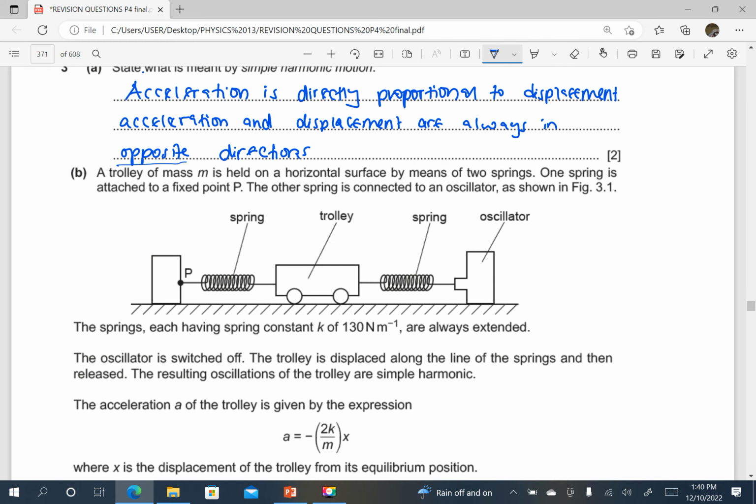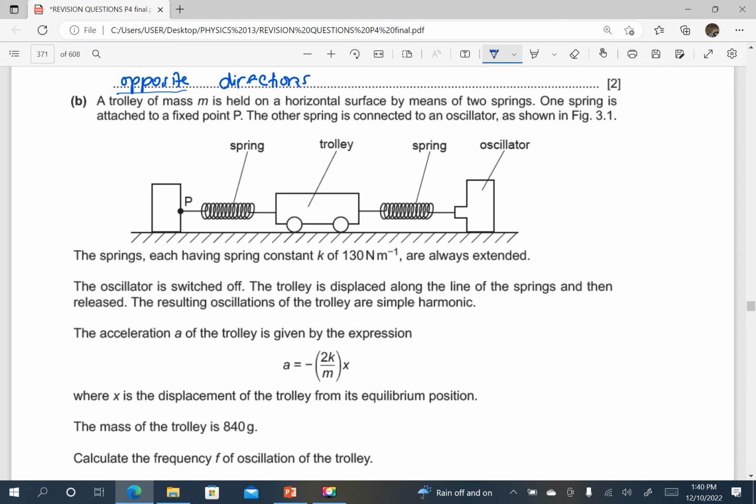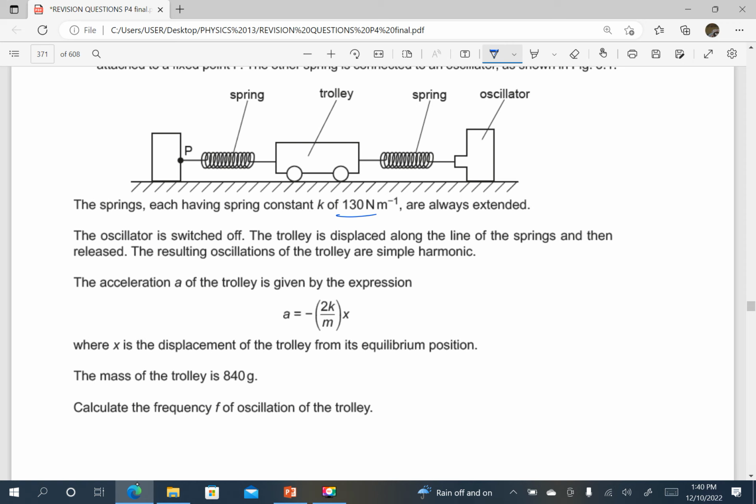A trolley of mass M is held on a horizontal surface by means of two springs. One spring is attached to a fixed point, P. The other spring is connected to an oscillator as shown in the figure here. The springs, each having spring constant 130 newtons per meter, are always extended. The oscillator is switched off. That means we are going to have free oscillations now. The trolley is displaced along the line of the springs and then released. The resulting oscillations of the trolley are simple harmonic.